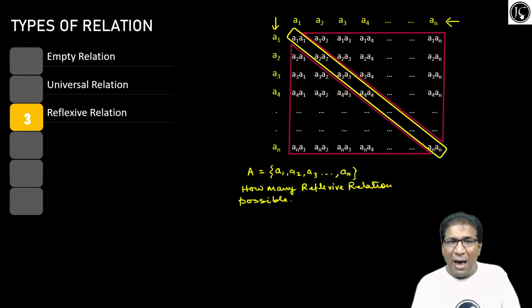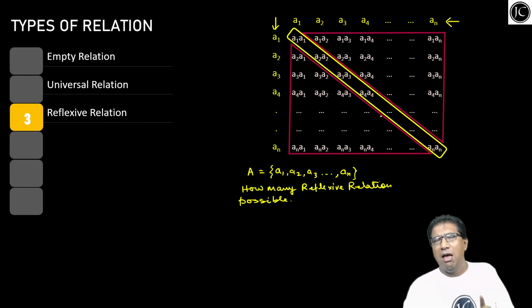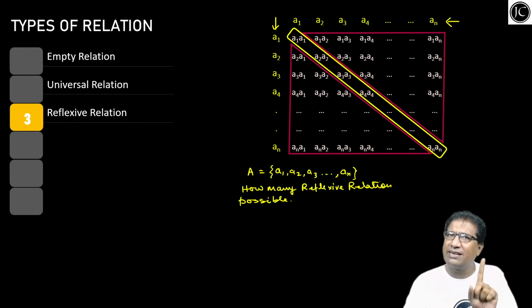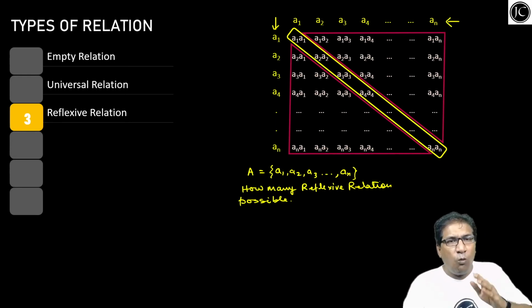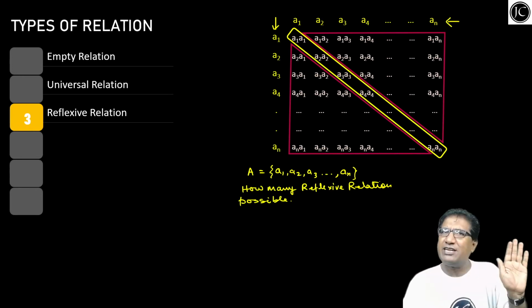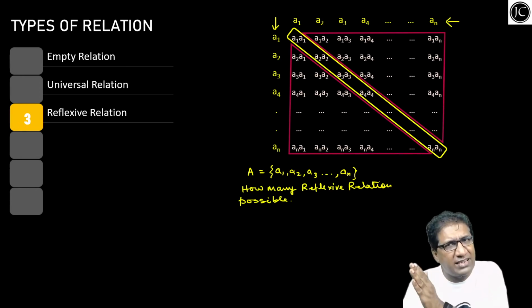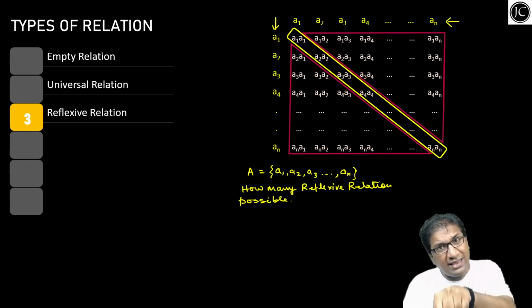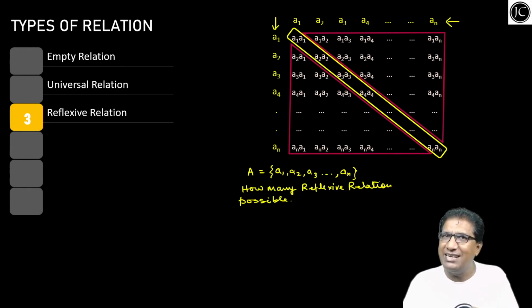Look children, a reflexive relation means all the diagonal elements have to be there: A1, A1; A2, A2; A3, A3; An, An, everything will come in the set if it is a reflexive one. Now the second point: whether the non-diagonal elements are present or not, it doesn't matter to me. It will be a reflexive relation because all the diagonal elements, that is, the pairs of elements with themselves, are present in my relation. Is it clear?